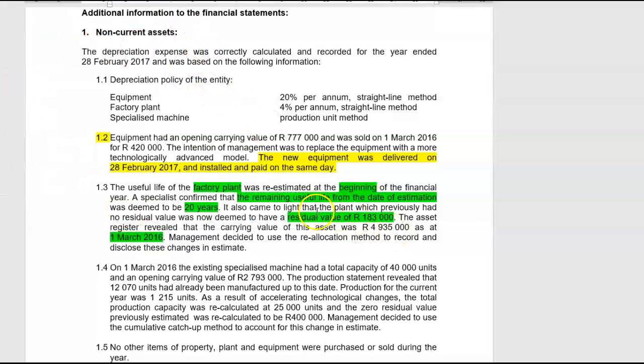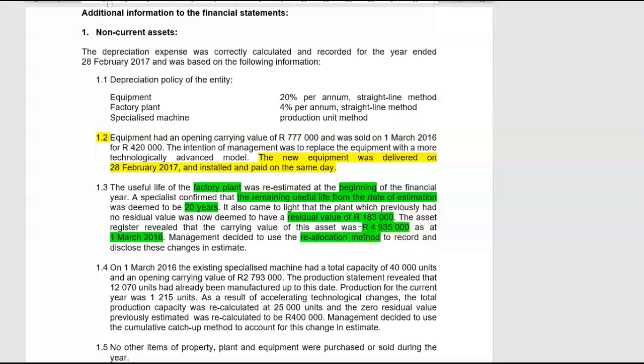Now, what is our starting point? Let's just complete the rest of the question. Management decided to use the reallocation method to record and disclose the change in estimate. What is our starting point when we use the reallocation method? Our starting point is the carrying value of the asset as at the beginning of the current financial year. Do we have that? Yes, we have. The carrying value of this asset was 4,935.